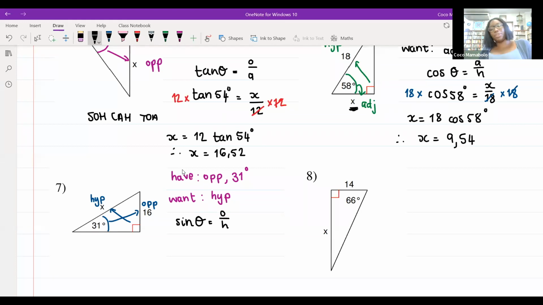Now, something different's going to happen here. Are you still there, Nolwazi? I hope you are. Okay, so I'm going to have sine, and I know what my angle is. Sine of 31 degrees is equal to, my opposite is now 16 over hypotenuse. Ma'am, what are we going to do now that our h is at the bottom and our number is at the top? No, ma'am, what are we going to do?